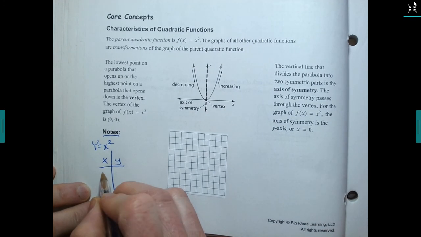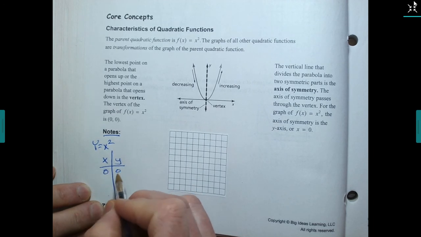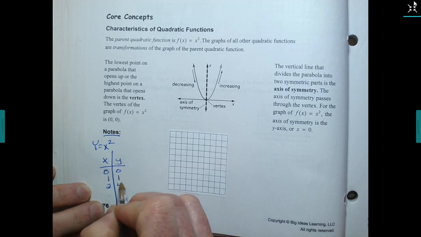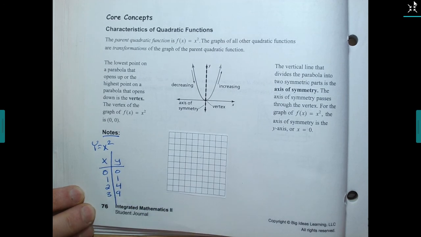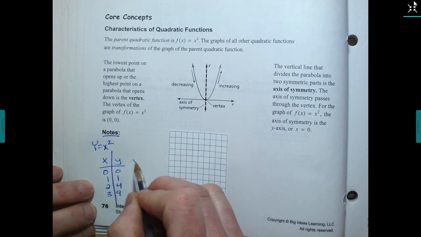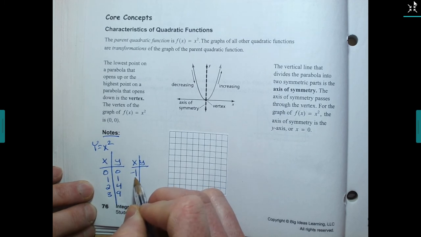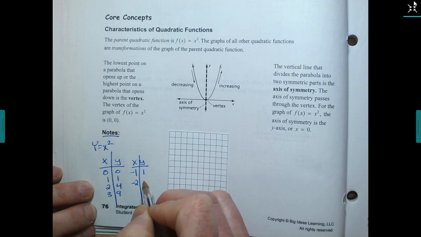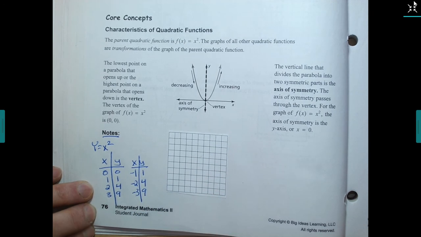If, let's say, x is 0, 0 squared is 0. 1, 1 squared is 1. 2, 2 squared is 4. 3, 3 squared is 9. Okay, let's continue that since I don't have enough room. Negative 1, negative 1 squared is 1. Negative 2, negative 2 squared is 4. Negative 3, negative 3 squared is 9.